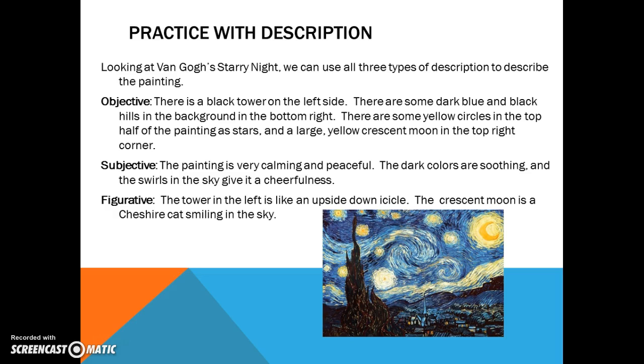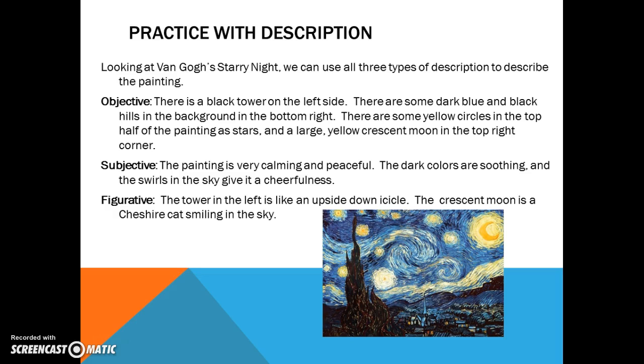When we start to describe the objects from subjective description, we want to talk about our feelings, our associations. So when I look at this painting, I find it very calming and peaceful. I find the dark colors very soothing. The swirls in the sky give it almost a cheerfulness, a pleasantness. You or someone else may describe this from a subjective descriptive perspective and find that it's gloomy, or that it's ominous, or that it's eerie, or that it's scary. And those things are going to differ.